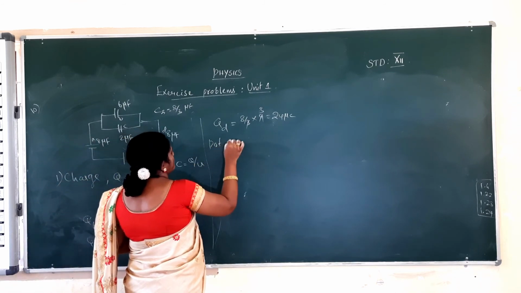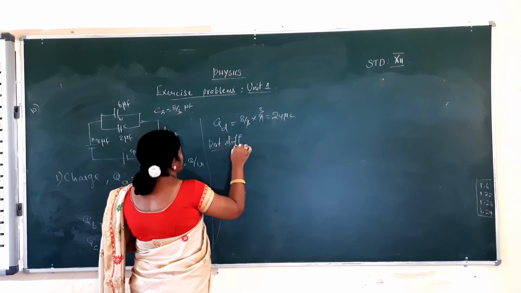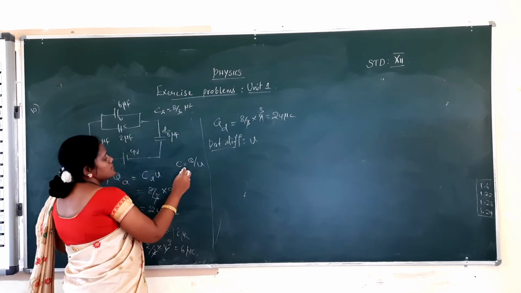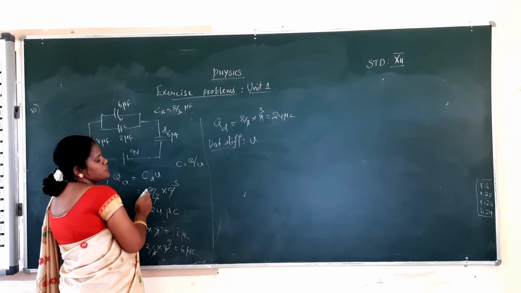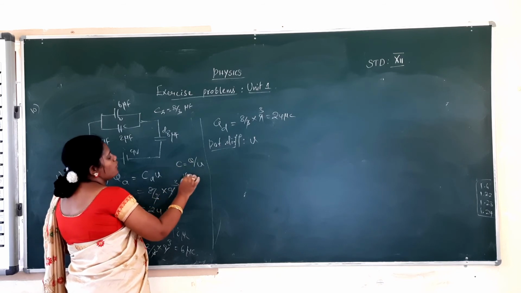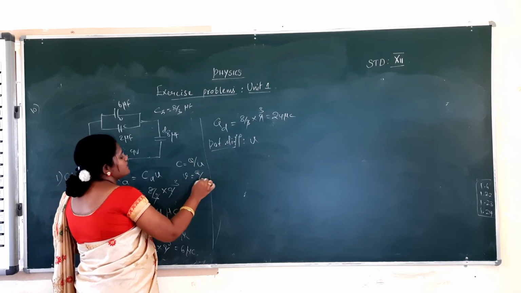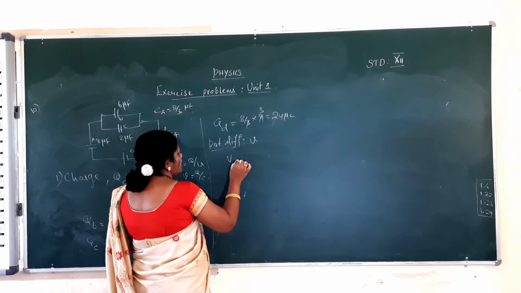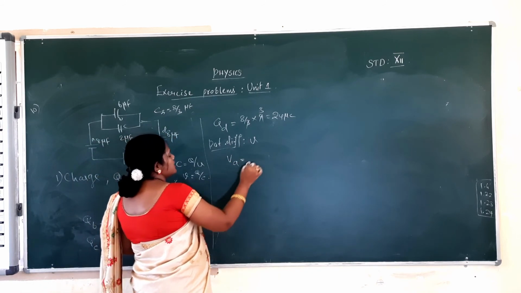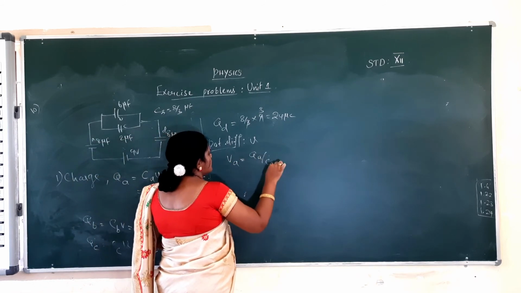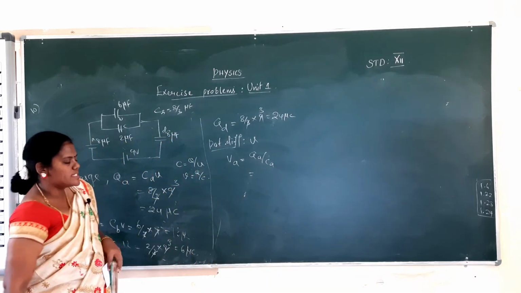That is V. We are choosing this formula: C is equal to Q by V. Here Q we want, now V we want. So V is equal to Q by C. So VA, the potential difference, is equal to QA by CA. Substitute the QA value and the CA value.